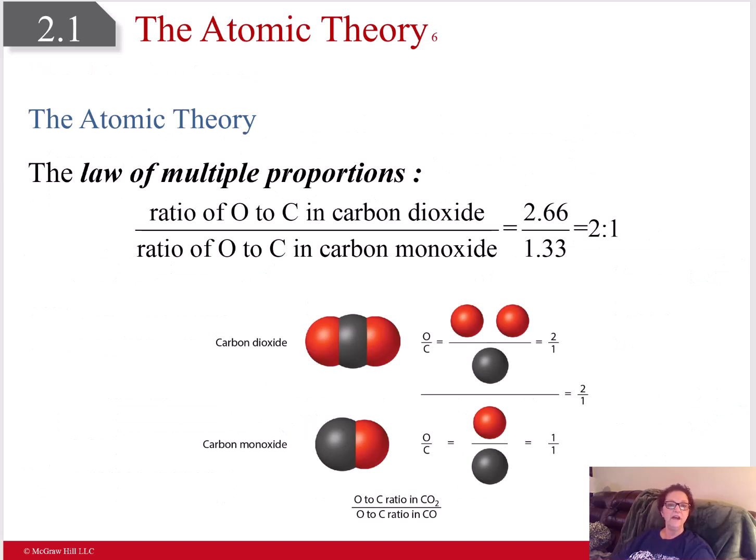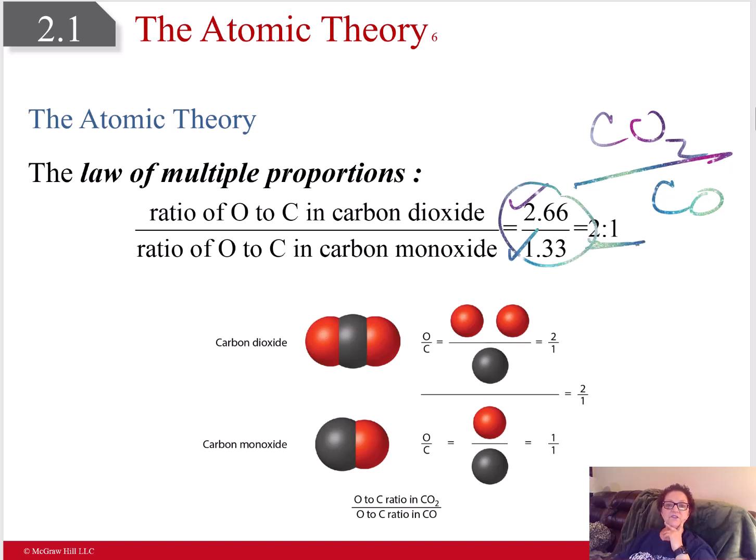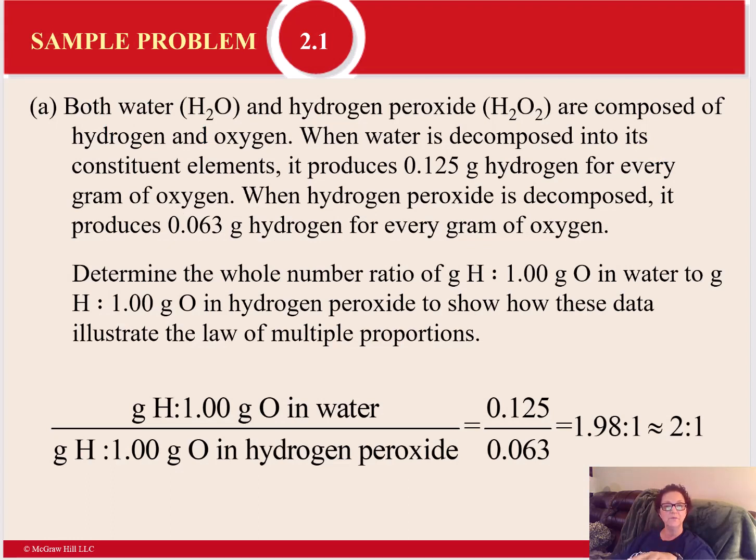So how we do that is, since you look at two different things, we look at CO2 and look at CO. And the ratio between those, we said, is looking at the oxygen, 2.66 to 1.33. If you divide that fraction, you're going to get a 2-to-1 ratio. So that means in carbon dioxide, you're going to have a 2-to-1 ratio. So it sounds a little confusing, but it's really not. So I'm going to show you this worked example here.